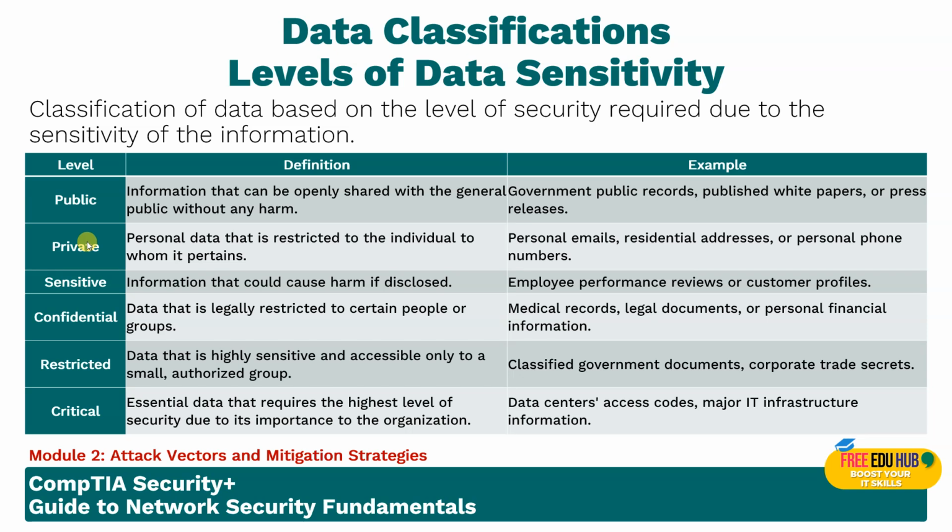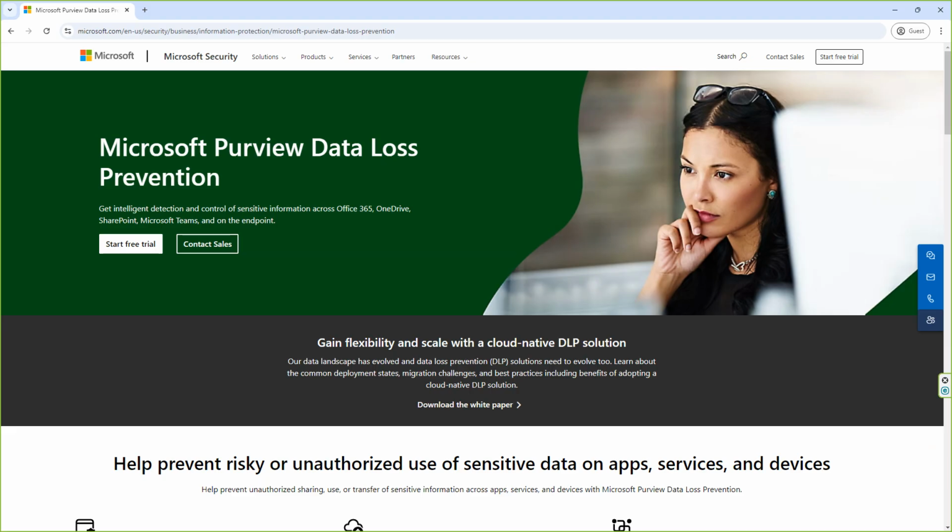Now, how it's done is that if you search for DLP, data loss prevention programs and things, just like a product from Microsoft, it's called Microsoft Purview Data Loss Prevention. If it is deployed in your organization, it's an intelligent detection and control of sensitive information like Office 365, OneDrive, SharePoint, Microsoft Teams, and endpoints, etc.